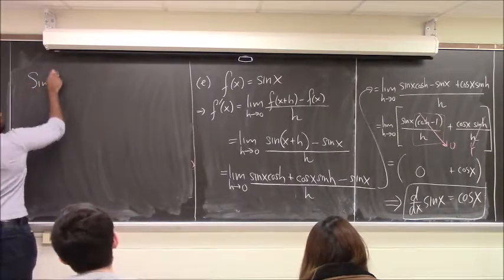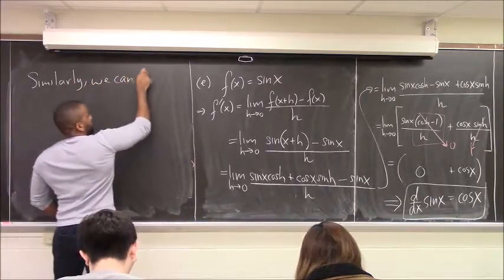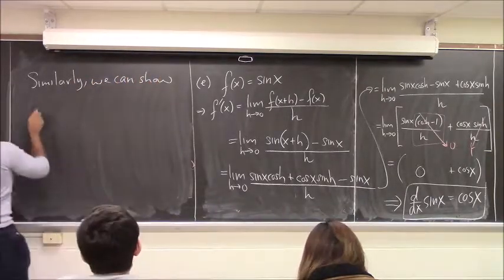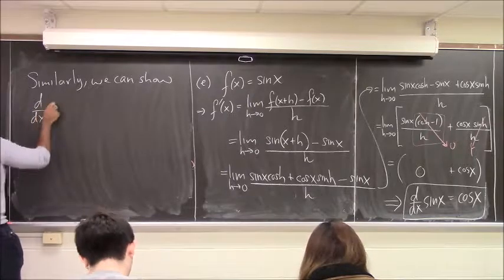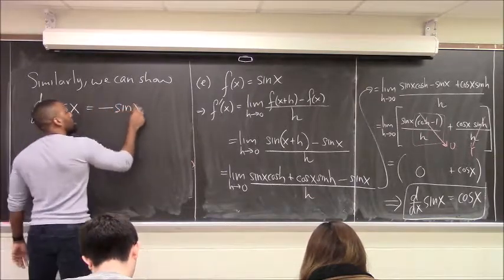Similarly, we can show, I'm not going to do it, but we can show that the derivative of cosine is negative sine of x.